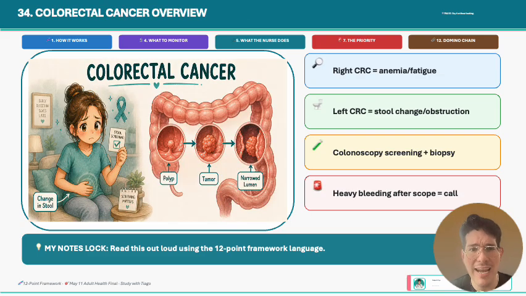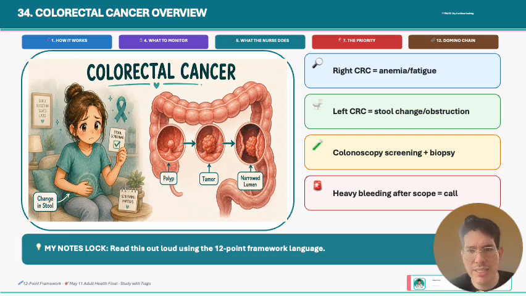Risk factors include age, family history, inflammatory bowel disease, certain genetic syndromes, smoking, obesity, alcohol use, and diet patterns. But for the test questions, the presentation often depends on the tumor location. So, right sided colon cancer may bleed slowly because the right colon is wider and stool is more liquid. The patient may present with fatigue and iron deficiency anemia before obvious obstruction.